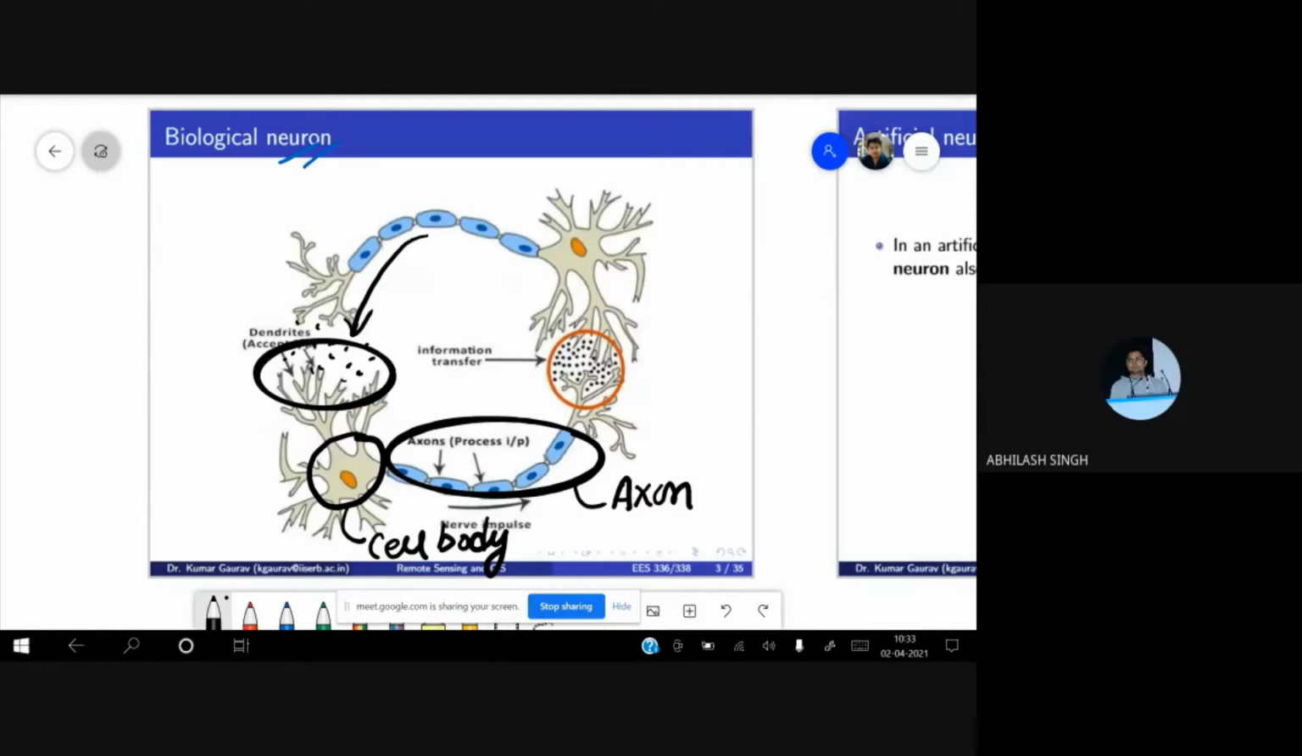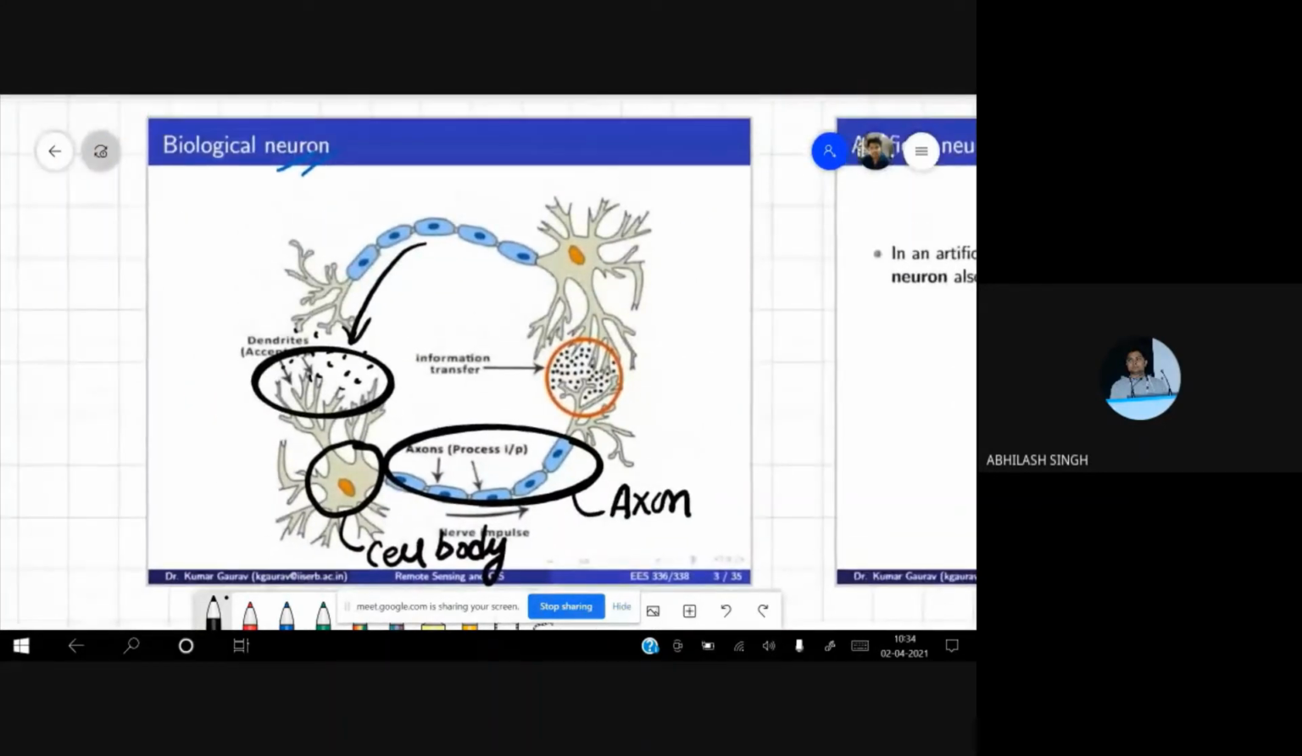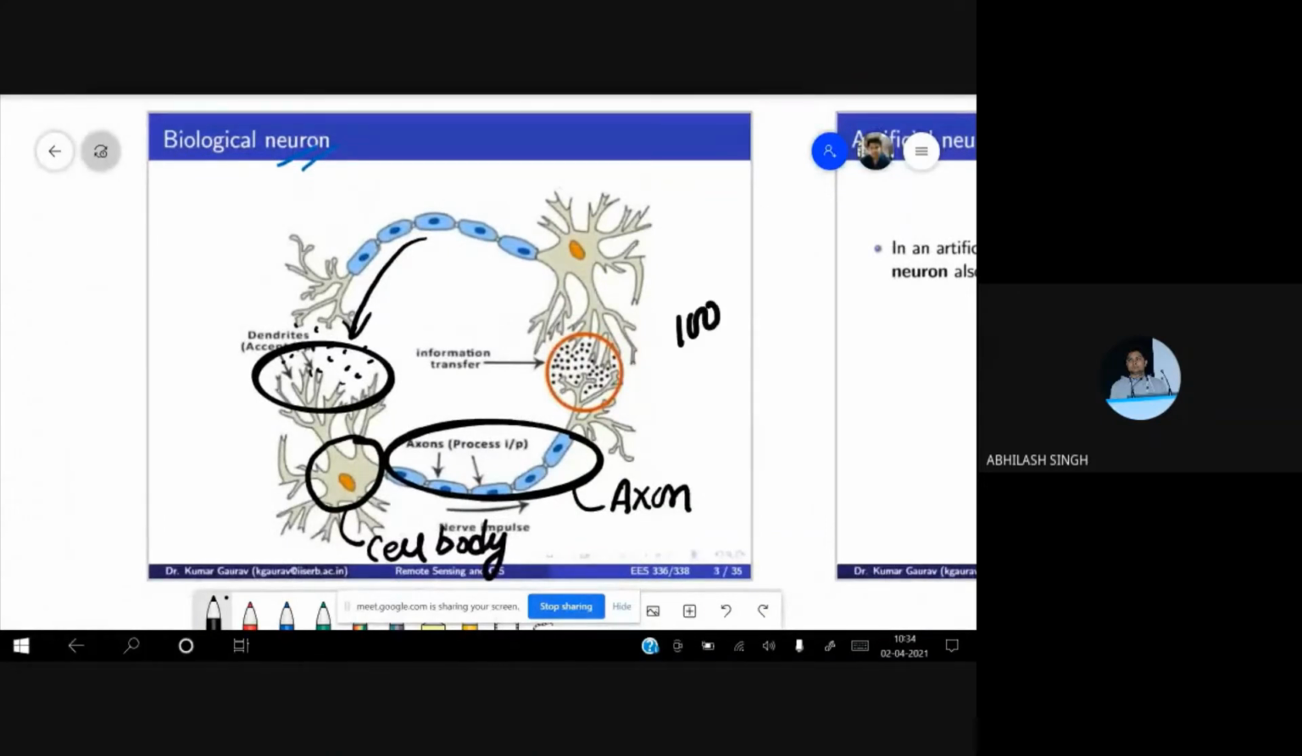A biological neuron is a type of cell which doesn't reproduce or regenerate once it dies. So the number of neurons that we have at the time of our birth remains constant, and it is approximately 100 billion neurons in our body when we are born.